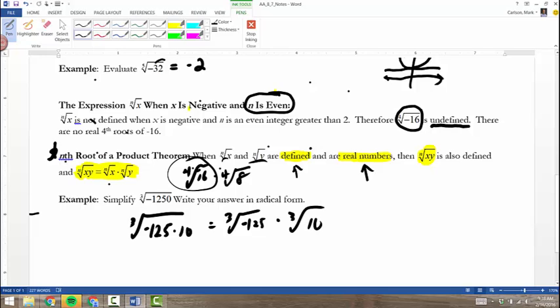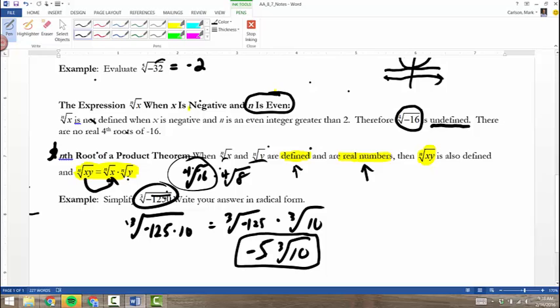So I'm applying this nth root of a product theorem. Okay? So I'm going from this to this. Now, the third root of negative 125 we know is negative 5, therefore I can write this as negative 5 times the third root of 10, and I've simplified this expression right here by using that nth root of a product theorem.